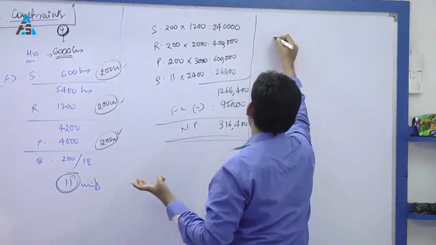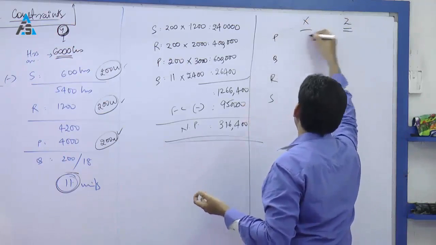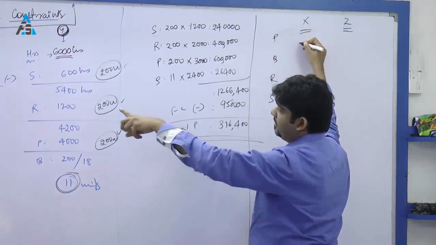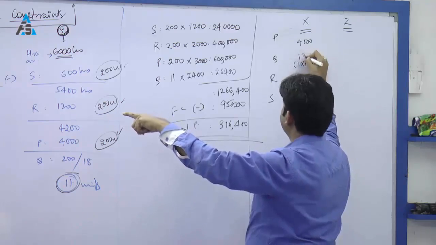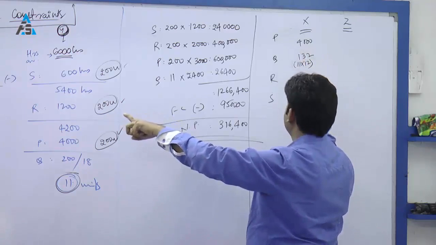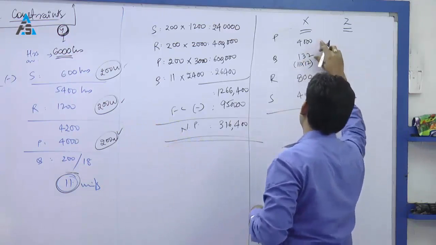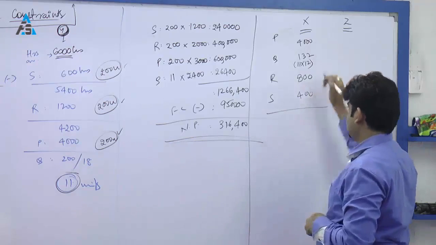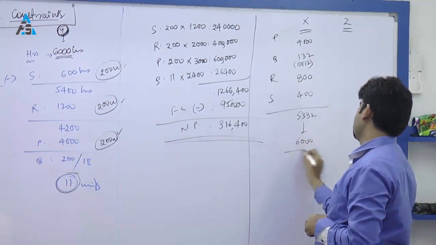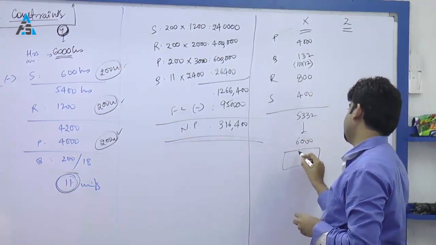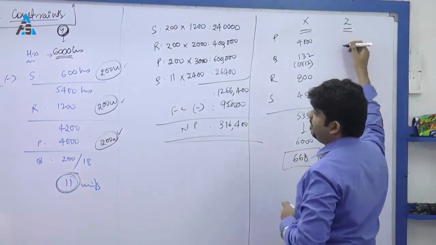P, Q, R, S. X takes how much hours? Z takes how much hours? X will take, in order to make P, 4,000 hours. It is only going to make 11 units of Q, so 11 into 12 is 132. Then 200 into 4 is 800. And 200 into 2 is 400. So in all it is taking 5,332 hours. Total hours available are 6,000. So what is the spare hours available? It is 668.